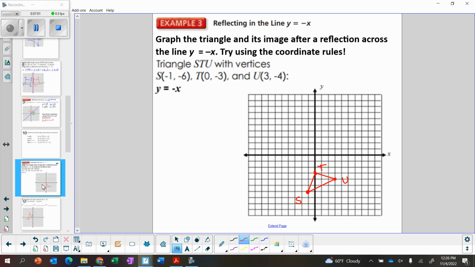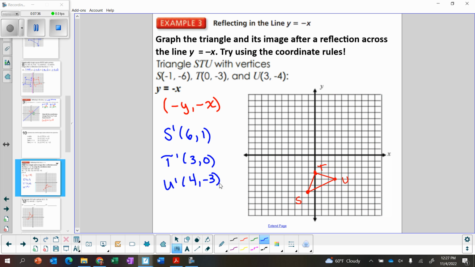So in this problem, we want to reflect over the line y equals negative x. So I'm going to use the rule we just said: negative y, negative x. So S prime, if I flip them and change their signs, we get positive 6 and positive 1. For T prime, if I flip them and change the signs, we have positive 3 and 0. And for U prime, flip them, change the signs, we have now a positive 4 and a negative 3. So what that would look like, here's our S prime, here's our T prime, and here's our U prime.